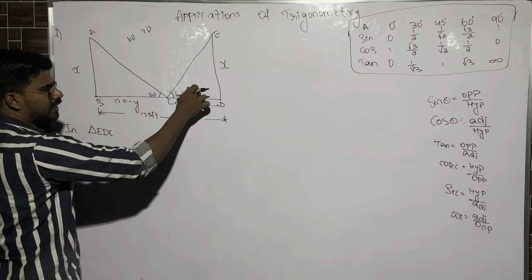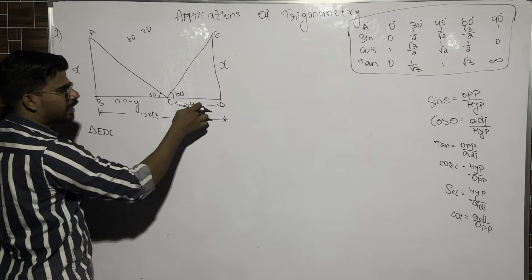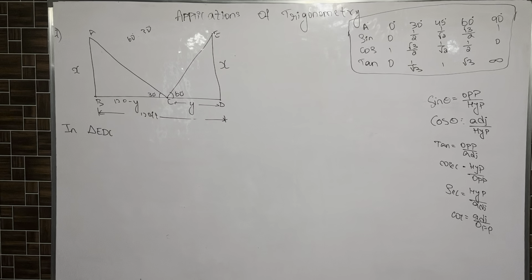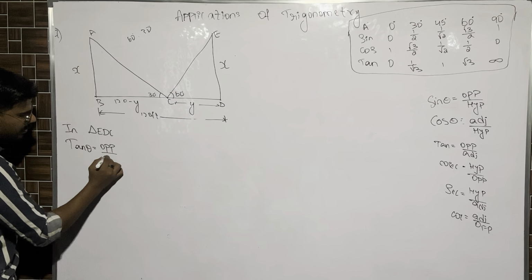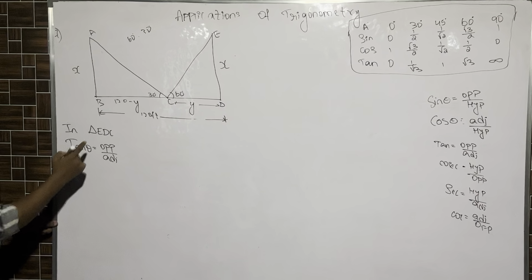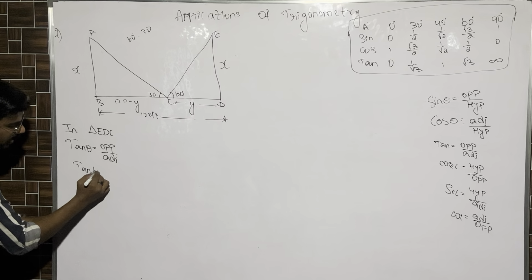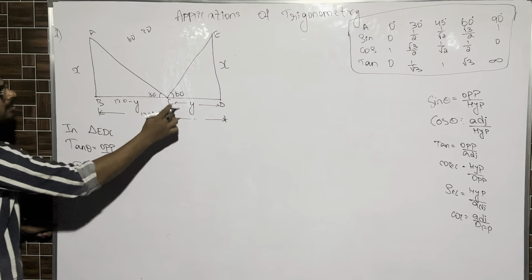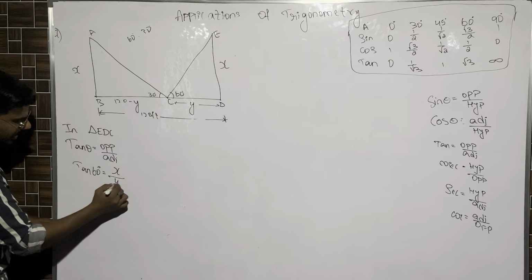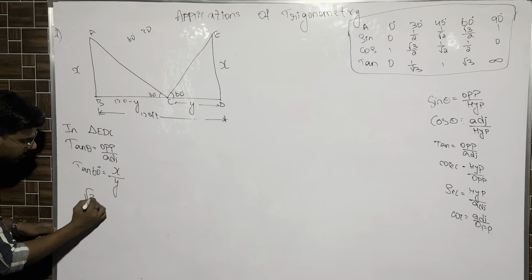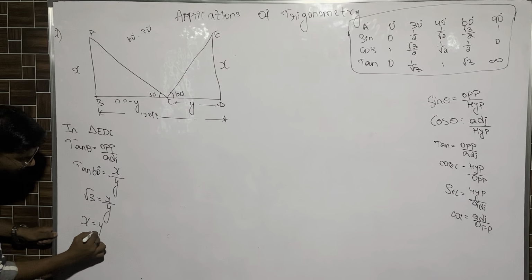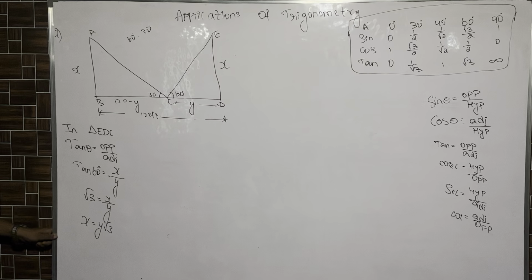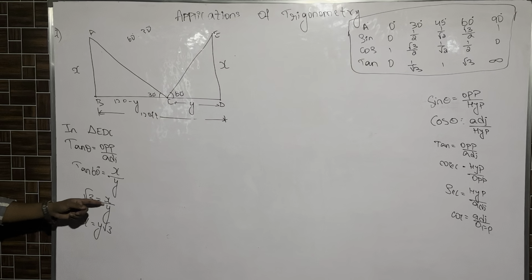In triangle EDC, with respect to this 60 degrees, one side is opposite, another side is adjacent. Opposite by adjacent is tan theta. Theta is 60. Tan 60 is equal to opposite X by adjacent Y. Root 3 is equal to X by Y. From here, X is equal to Y root 3. This is the first triangle.